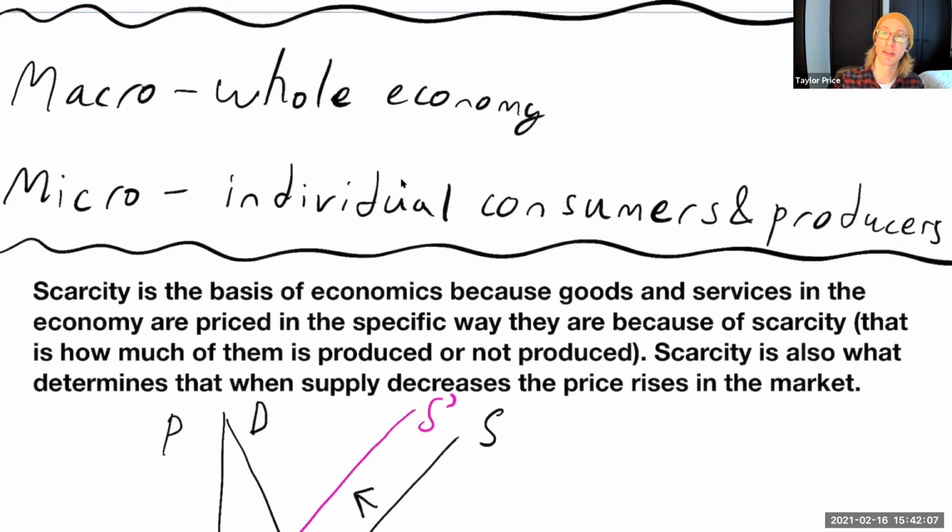So someone just asked kind of a generic question. What's the difference between macro and micro? Macro is basically the entire economy, whereas with micro, we're really looking at individual consumers and producers in individual markets. So that's the difference between macro and micro.